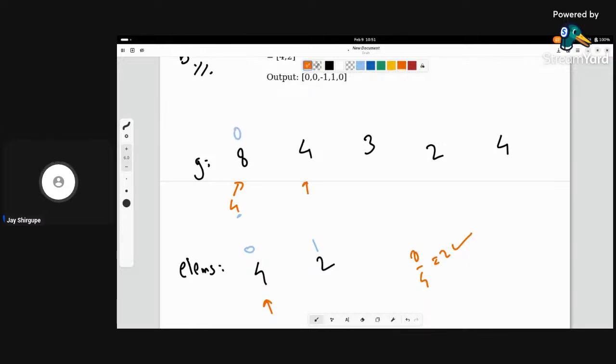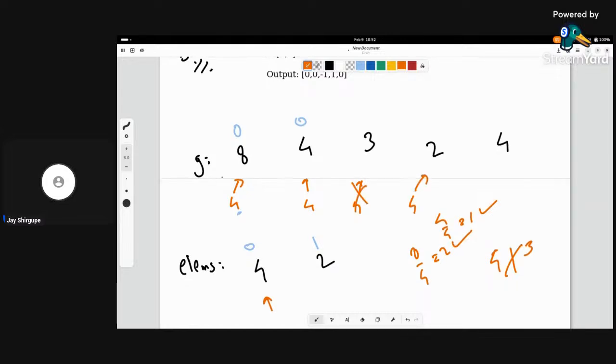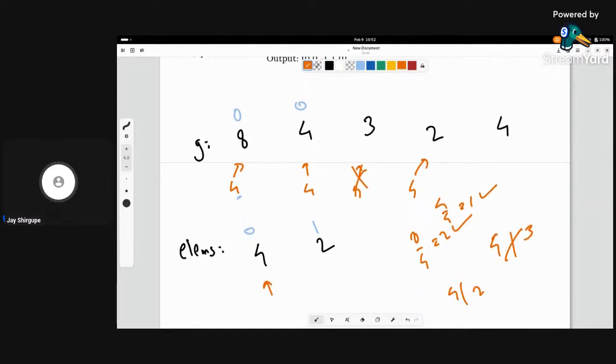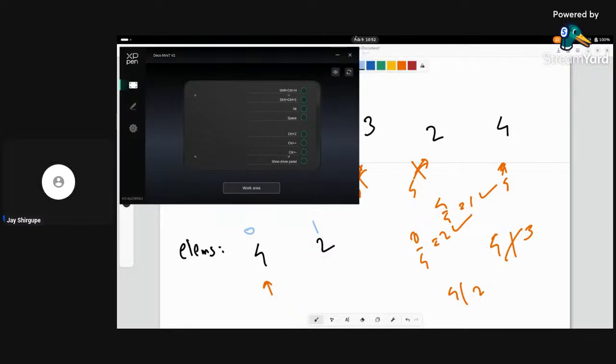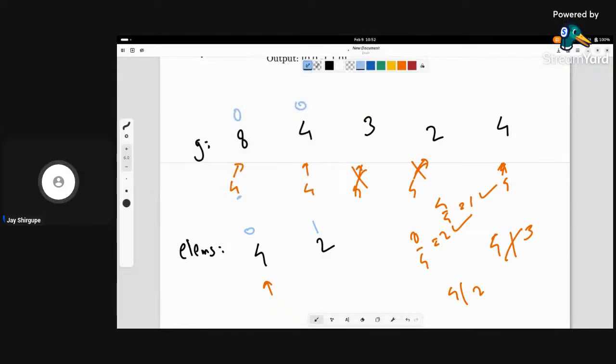Then try to assign 4 to itself, the second group. 4 divides 4, so 4 divided by 4 is equal to 1. So this can be assigned, and you would assign index 0 to this element. Then can you assign 4 to 3? Well, 4 does not divide 3, so that's not possible. Can you assign 4 to 2? Again, 4 does not divide 2, so that's not possible. Can you assign 4 to itself? Yes, you can, 4 divides 4. So the last element would be assigned an index of 0.